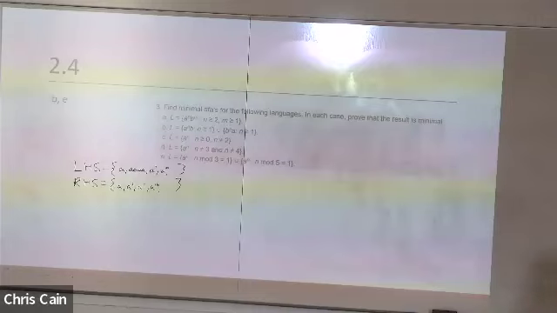Who has a DFA at this point? How many states did your DFA have? 15 states? How do you feel about there being 15 states in that DFA? Do you think it can be reduced? Interesting, let's start going through that process and see if we can reduce a 15-state DFA.